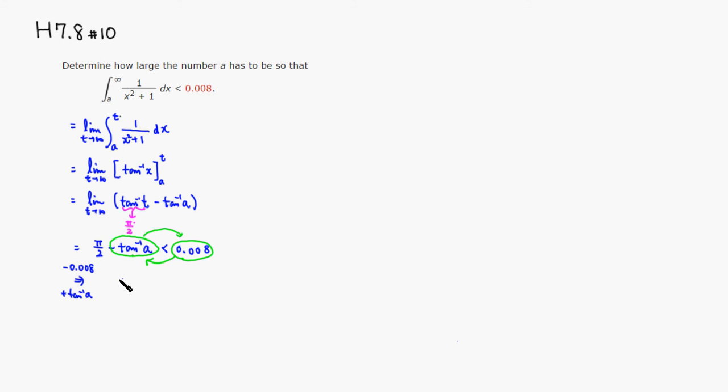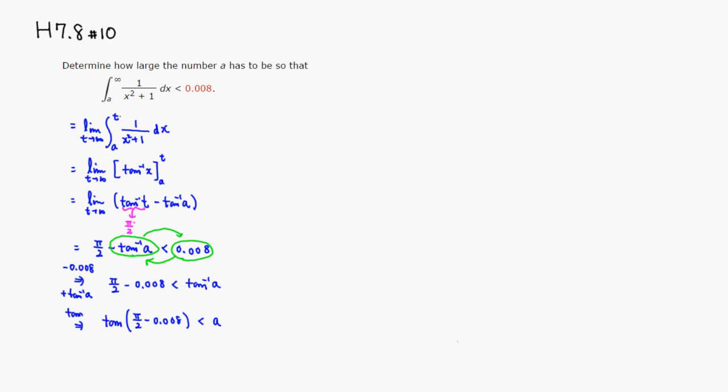So you will get pi over 2 minus 0.008 is still less than arctangent of a. The last step is we can just take the tangent of both sides. So we get the tangent of pi over 2 minus 0.008 is less than a, right? Since tangent is an increasing function, when you take the tangent, the inequality stays the same.